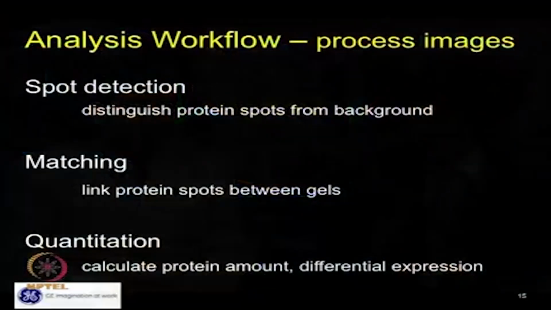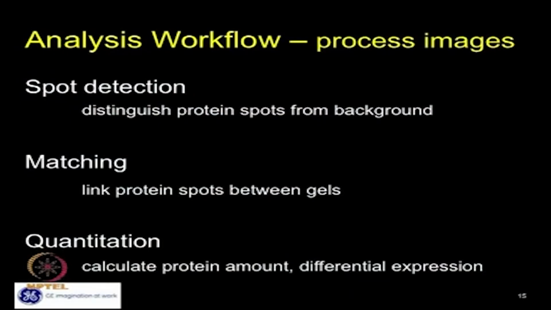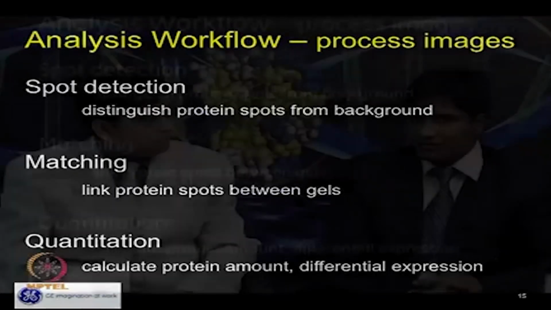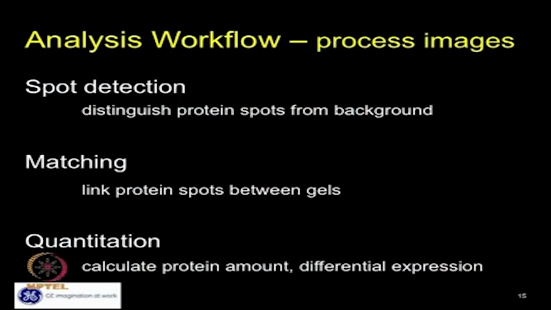Now let us discuss processing the images. Here the first thing is we need to click on spot detection. One has to detect the spots, and after the spot detection we need to match them. So is the spot detection process automated? Spot detection, anyway, we'll go into more detail in the next slide. I'm just saying the three major steps here: spot detection, matching, and quantitation. These three are the major steps.